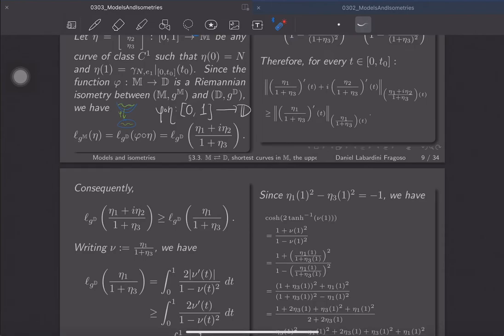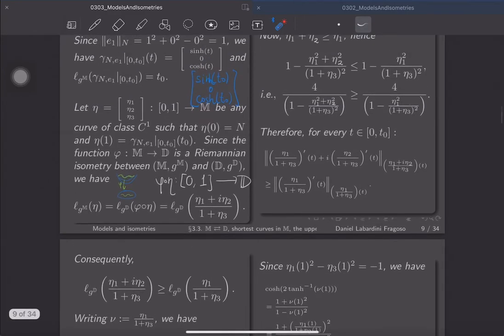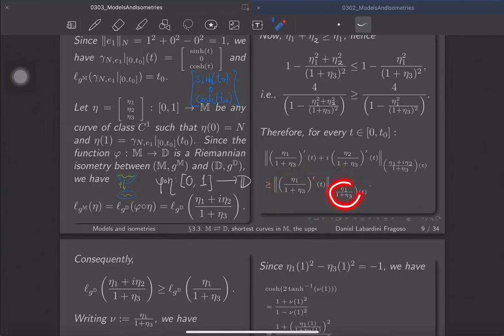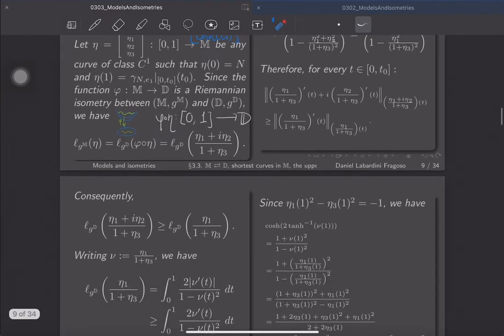So this, which is what I have to integrate for the length of this one, is greater or equal than this other thing that I would have to integrate for this curve that has imaginary part equal to 0. Is it clear what I'm saying? Yes. So the length of this one is greater or equal than the length of just this curve without the imaginary part.